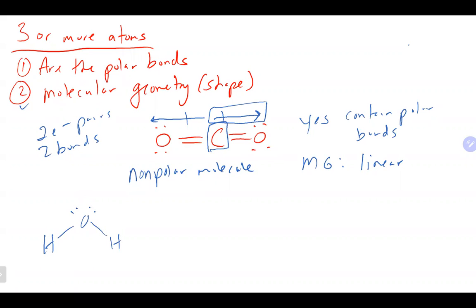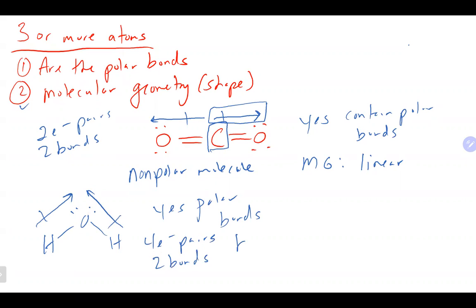If we look at something like our water that we also saw earlier, between hydrogen and oxygen, the oxygen is more electronegative. So here our bond dipoles would be drawn in this way. So it does have polar bonds. The geometry here is 4 electron pairs, as we talked about on the last slide, and 2 bonds. And that would give us our bent, or V-shaped, geometry.